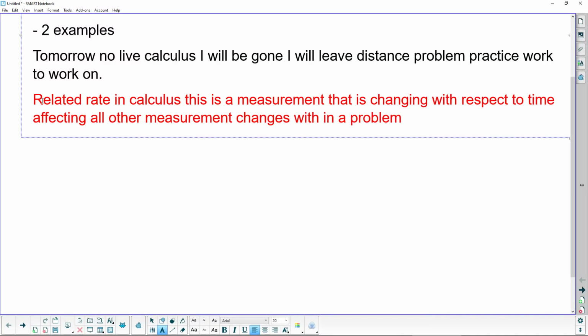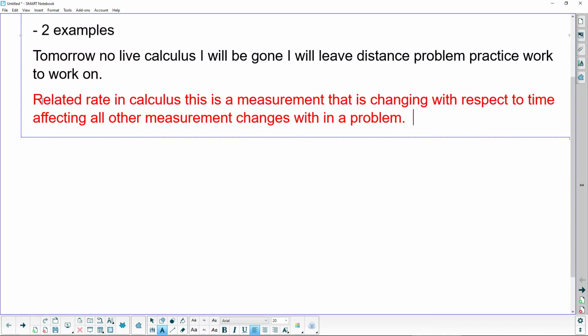Okay, so what was an example of this? For example, if I had a sphere, like a beach ball, and I was blowing up the beach ball by putting air into it, the volume would be growing at a rate, and also the radius would be growing at a different rate. So they're related rates. How much air I put into the beach ball affects how fast the radius grows. Okay, so that would be an example of a related rate.